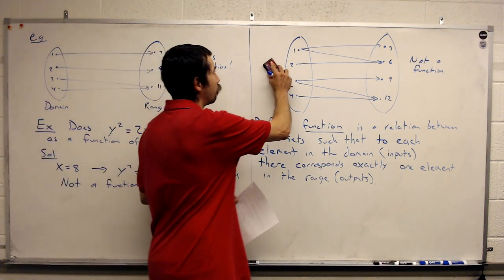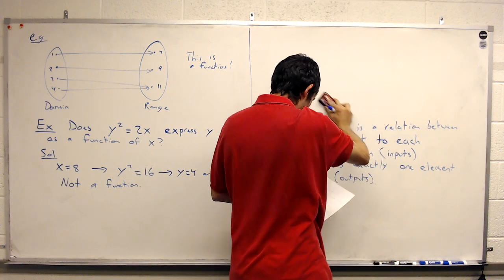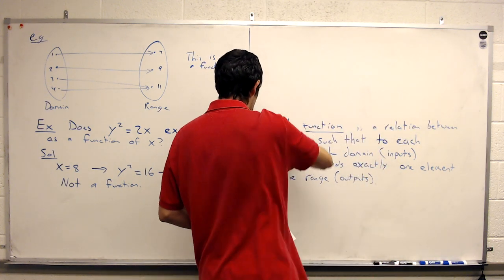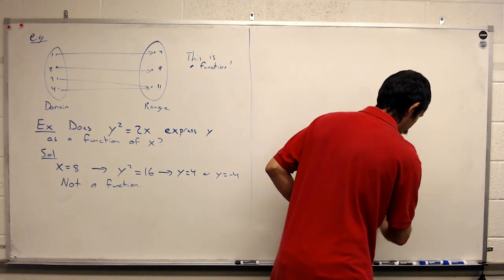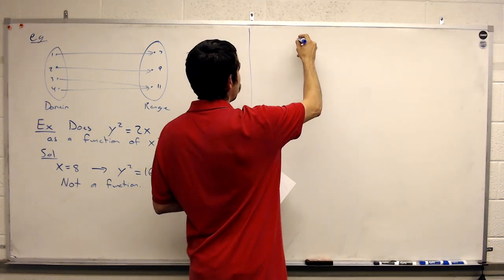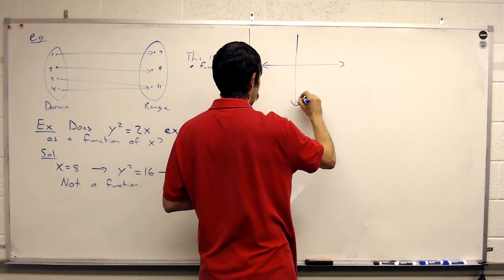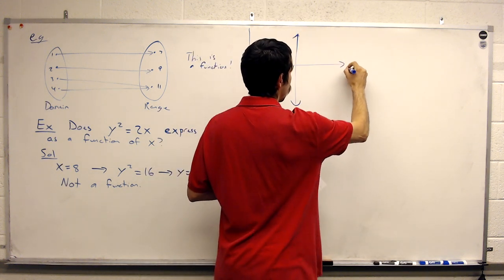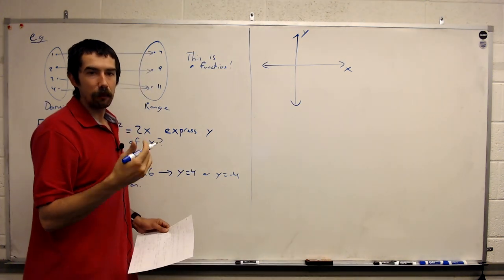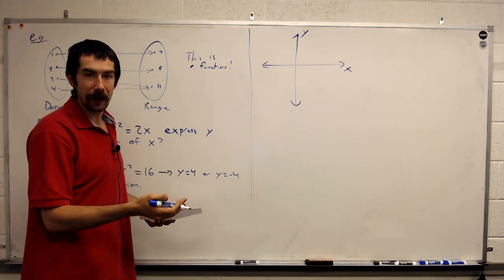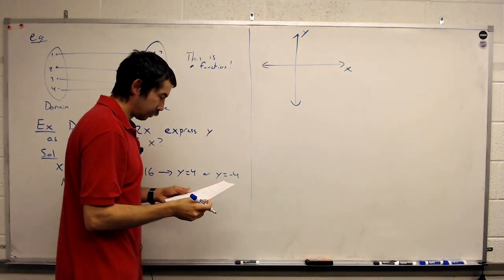Okay, one way we could visualize relations is using something known as the Cartesian coordinate system. All right, so we're going to have these two axes. This is our x-axis, and this is our y-axis. And we could represent points, or ordered pairs, as points in space.